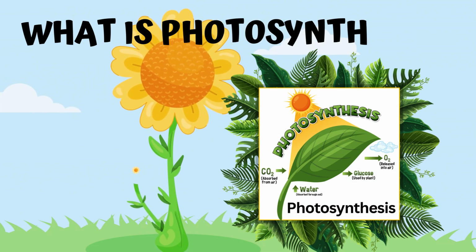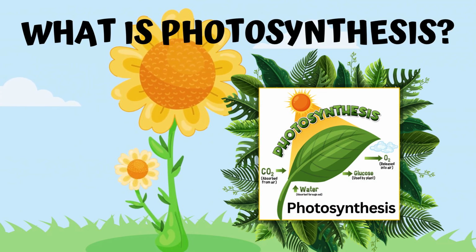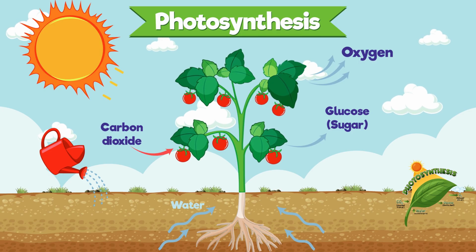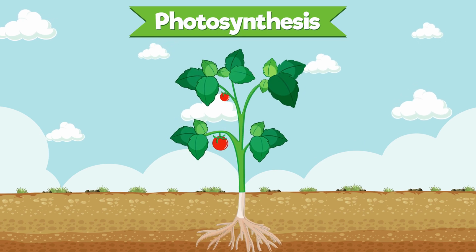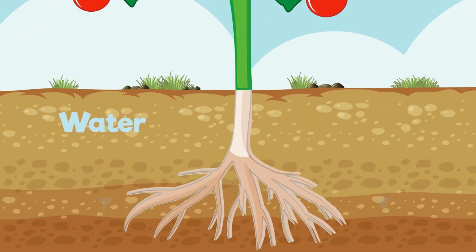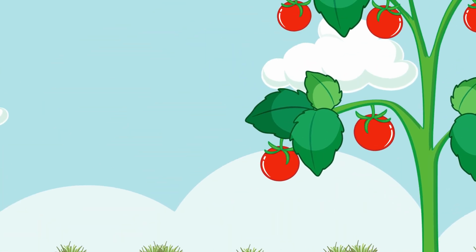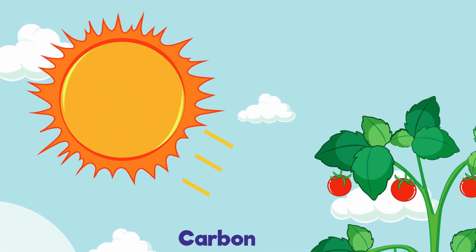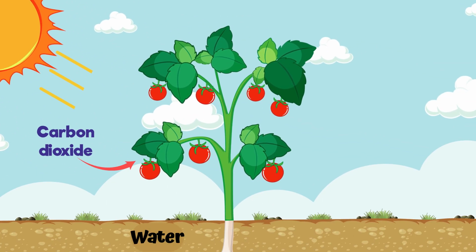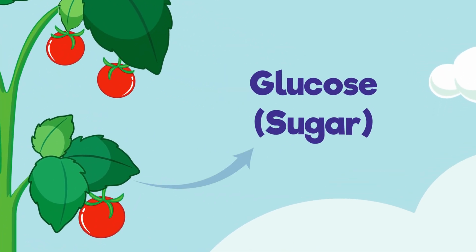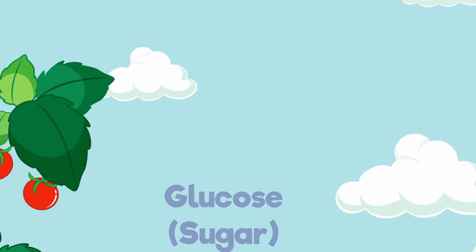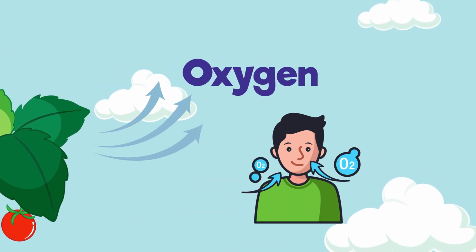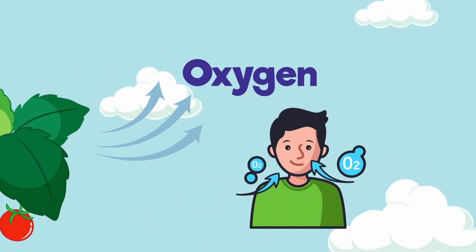Segment 3. What is photosynthesis? Now let's talk about something magical plants do. It's called photosynthesis. That's a big word, huh? Let's say it together. Photosynthesis. Plants take in water from the soil, carbon dioxide from the air, and sunlight from the sun. Using sunlight, plants mix water and carbon dioxide to make glucose, a kind of sugar that gives the plant energy to grow. Oxygen, a gas that plants release into the air and we need to breathe.